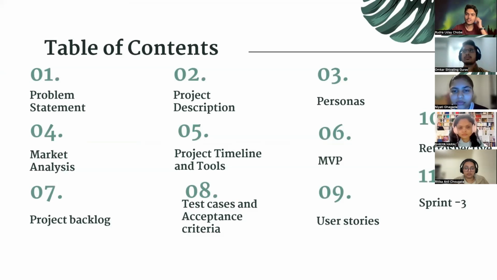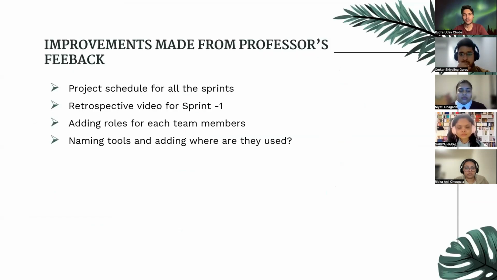In Sprint 2, the updates from the last sprint are the MVP, mostly the front end. The user stories have been updated, along with test cases and acceptance criteria. Also, we have some new project backlogs from Sprint 1 and we are going to cover them as well.